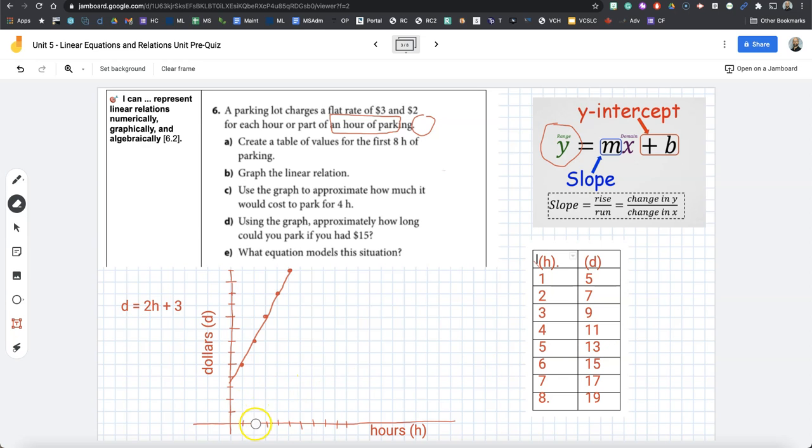Okay, sure. 2, 3, 4 hours is going... Oh, I see what they're doing. Nope, I don't. Because we know exactly it's $11. But all right, I'll go along with it. Use the graph. So we've already got it in our table of values right here. But $11 using the graph. Approximately how long could you park if you had $15?